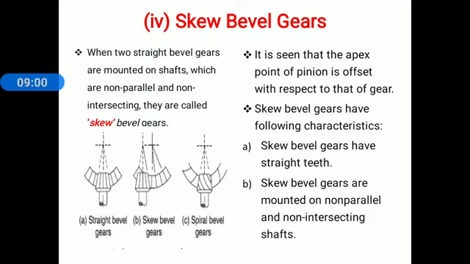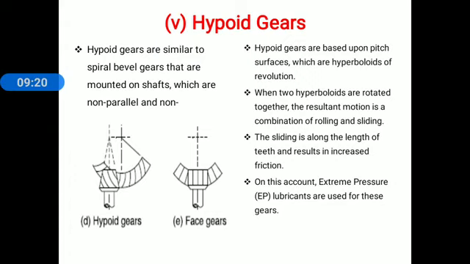So again, skew bevel gear has certain characteristics. See the first characteristic. Skew bevel gears have straight teeth. This is the first characteristic. Second characteristic, skew bevel gears are mounted on non-parallel and non-intersecting shafts. And the last special category of bevel gear, that is very important, hypoid gears.